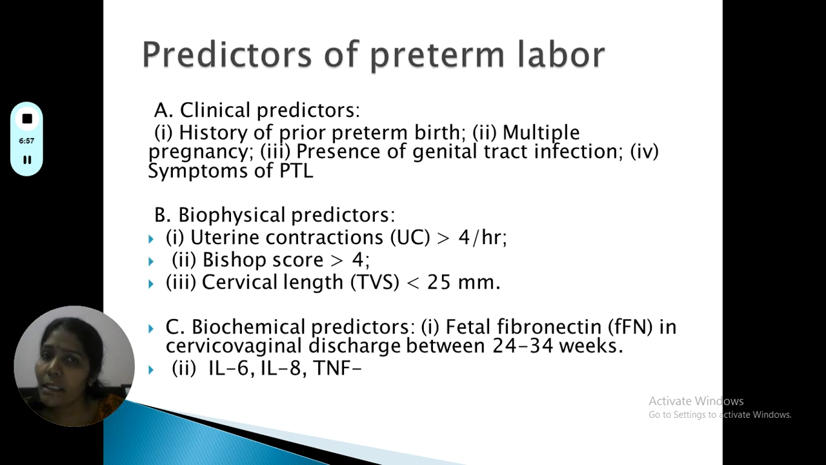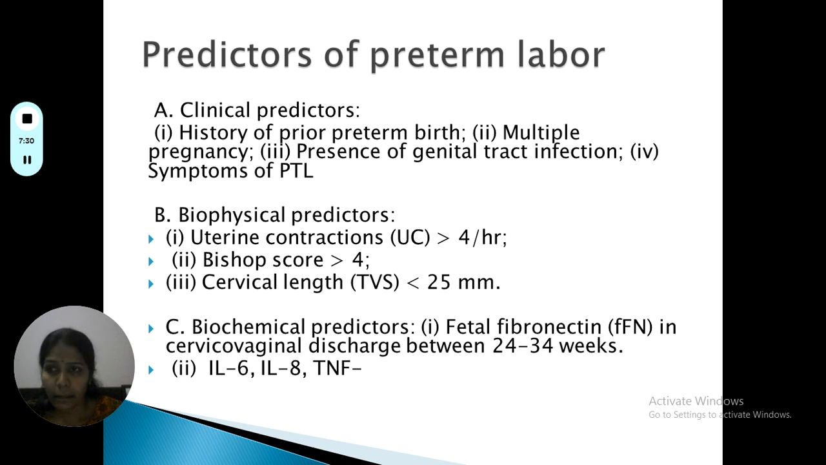So now what are the predictors of preterm labor? We have the clinical predictors, biochemical predictors, as well as the biophysical predictors. The clinical predictors are history of a prior preterm birth, multiple pregnancies, presence of genital tract infection, and symptoms of preterm labor. Then we have biophysical predictors, that is uterine contractions more than 4 per hour, Bishop score more than 4, cervical length by TVS less than 25 mm.